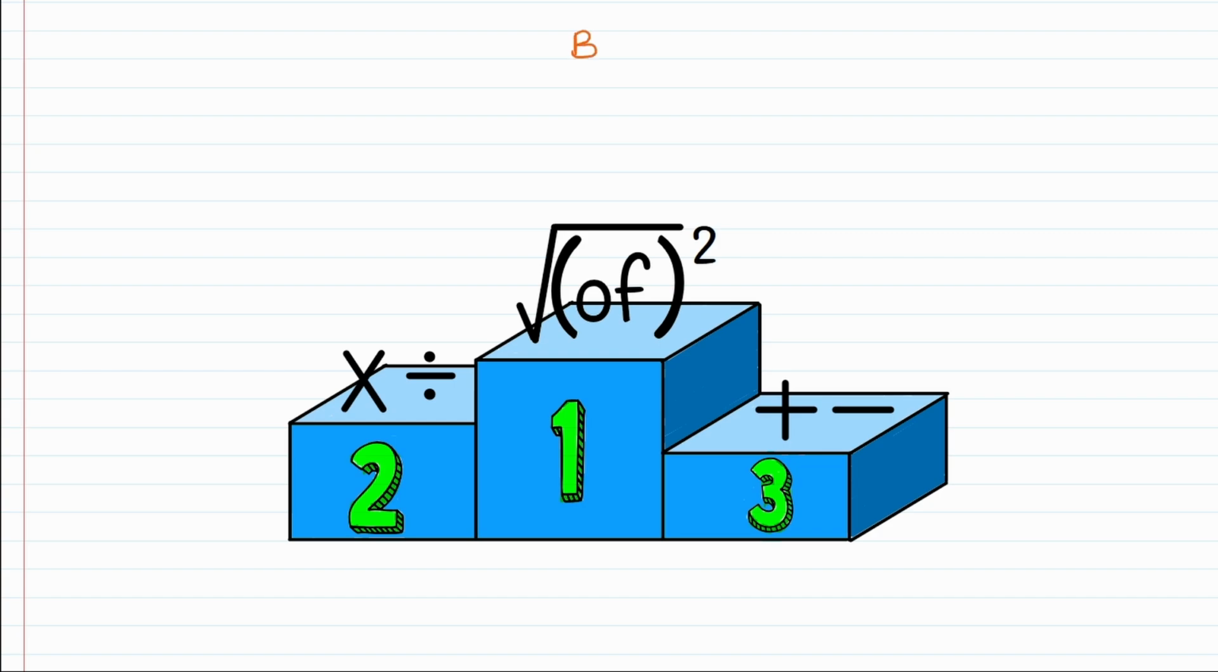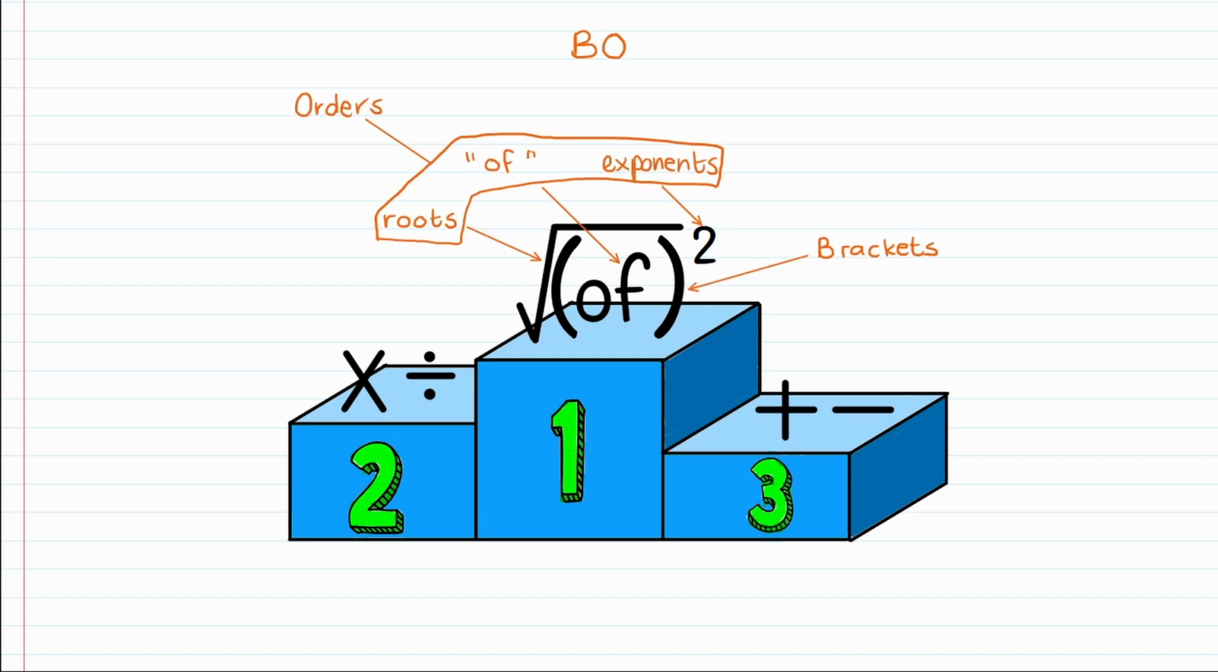First, we have the B and O in BODMAS, which are the first 2 types of operations that we tackle. The B stands for brackets, and the O stands for of or orders. If you see anything with an I for BIDMAS, then you're working with the word indices, but they're essentially all referring to the same group of operations: roots, exponents, and fractions of whole numbers, commonly known as of sums.